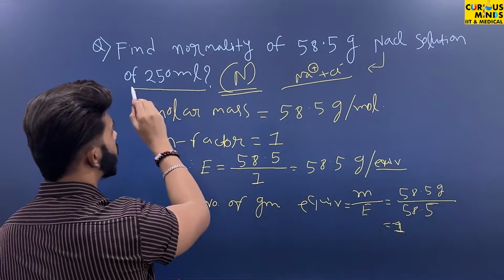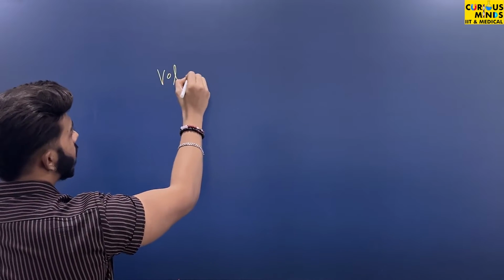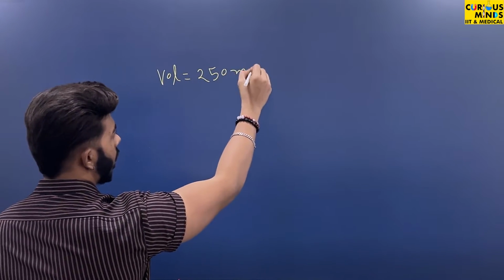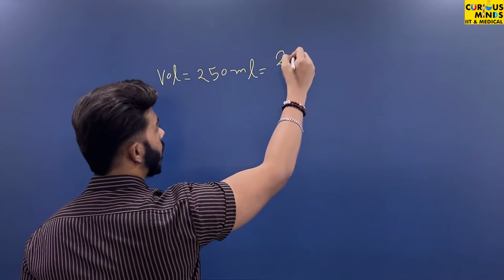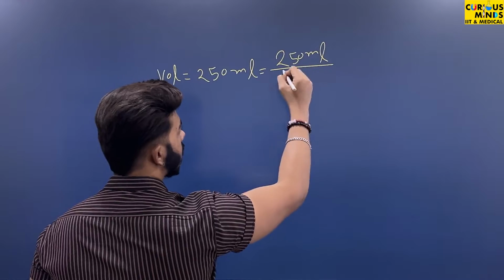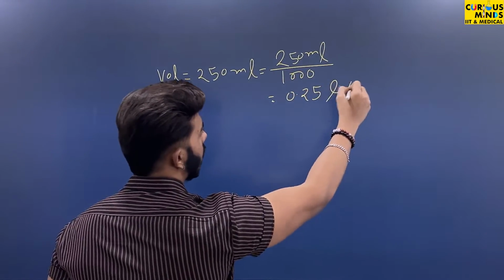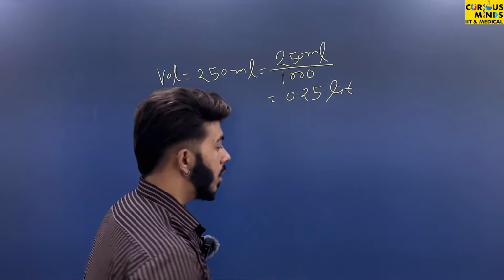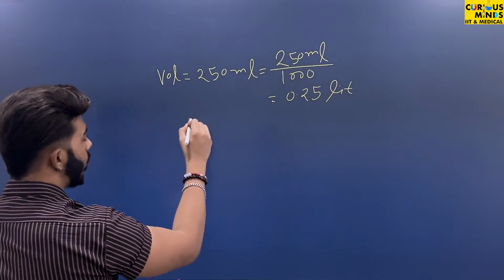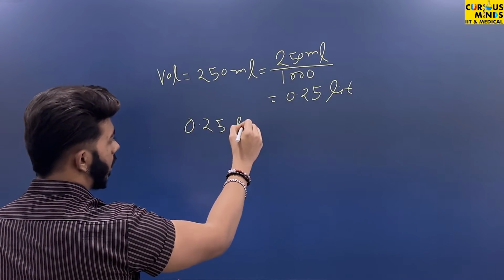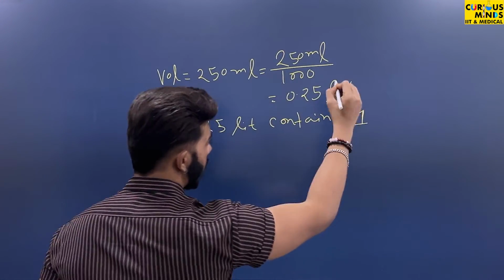Now what is the volume of the solution? 250 ml. So volume is given, that is 250 ml. What do we have to do? Just remember, we have to convert it to liter, right? So 250 ml by 1000 will be 0.25 liter, right? Liter में आ गया. Gram equivalent कितना आया था? Number of gram equivalents is 1. So 0.25 liter contains 1 gram equivalent.